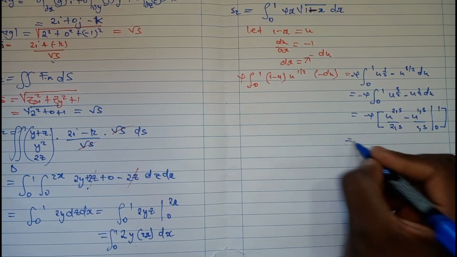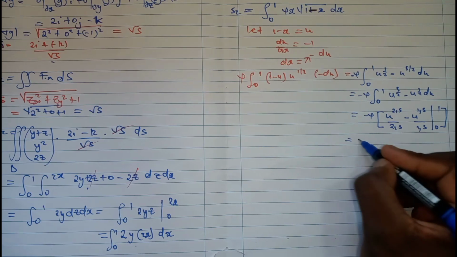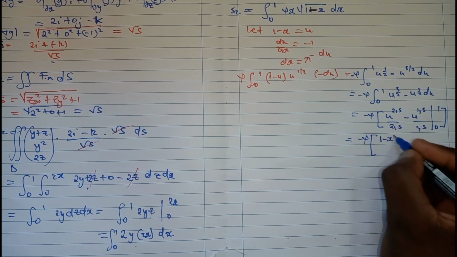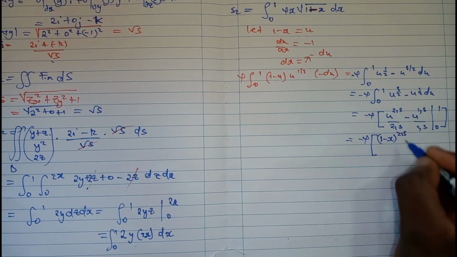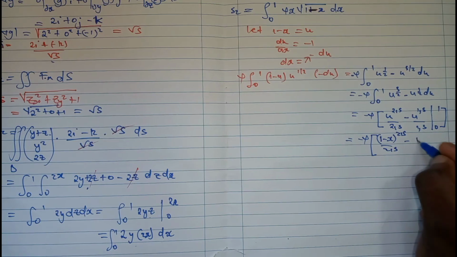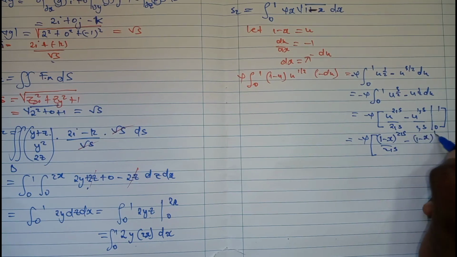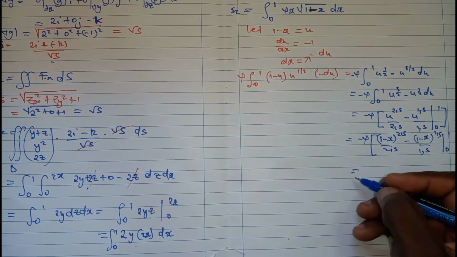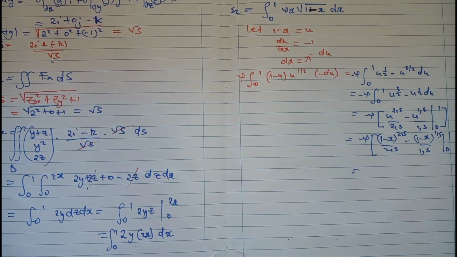Okay, but you know what our u is? This goes to 1 minus 6, so it's going to be minus 4. 1 minus x to the power 2.5 over 2.5 minus 1 minus x to the power 1.5 over 1.5, and our limit is 0 to 1. Okay, so what is going to be the answer?